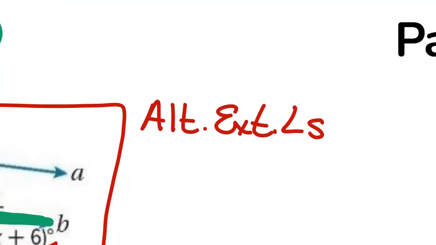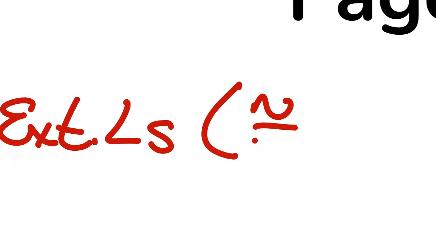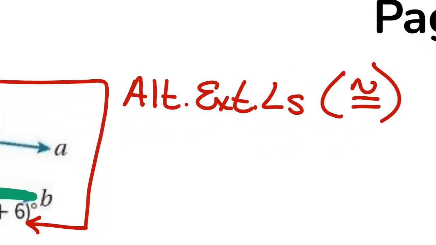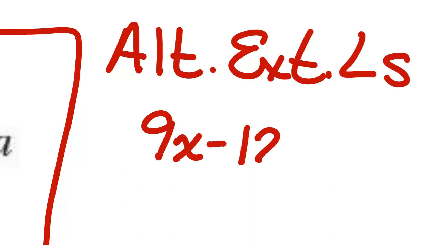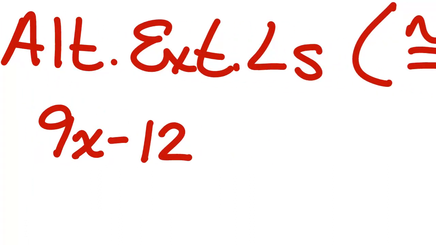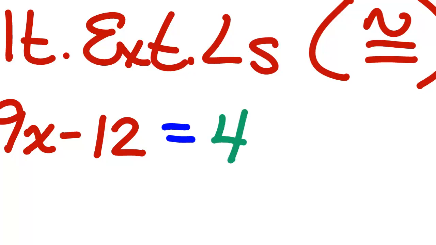Are alternate exterior angles supplementary or congruent? Congruent. And if they're congruent, what does that mean about their measurements? They're the same, they're equal. So how do I show that? Set them equal. So I'm going to have 9x minus 12 is equal to 4x plus 6.